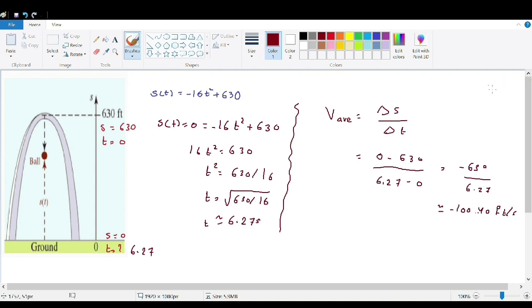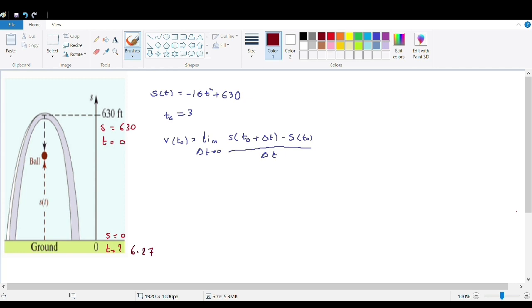So now let us find part B. So this one is part A, where we find the average velocity. To find the instantaneous velocity, we need to find the limit of s(t naught plus delta t) minus s(t naught) over delta t, when delta t approaches 0. So let us do this one.